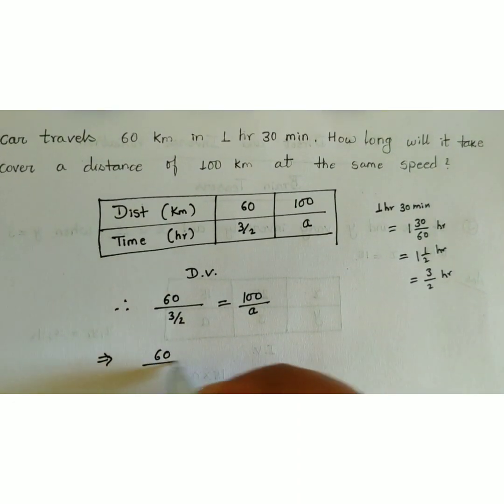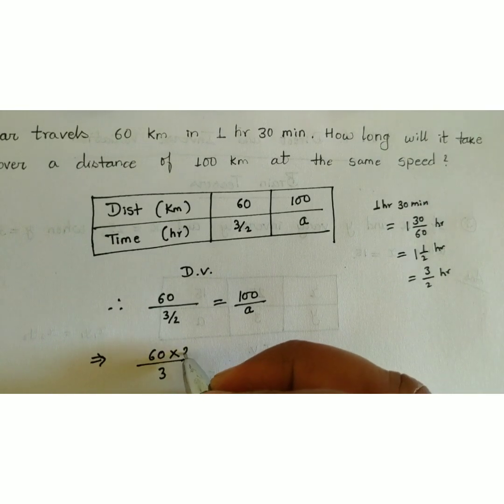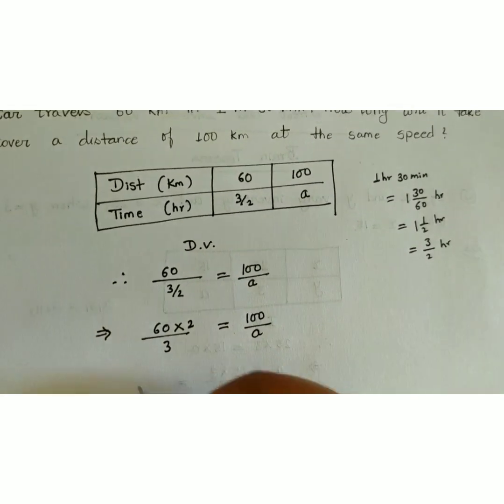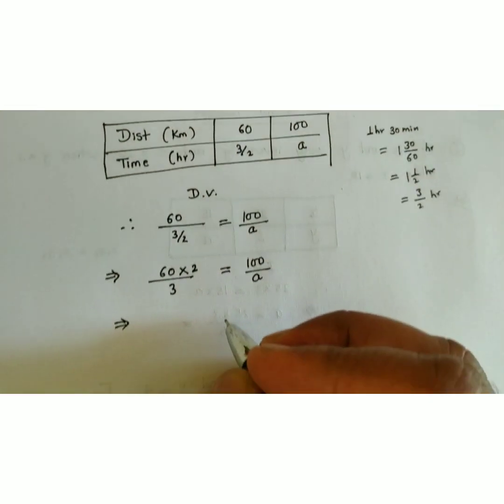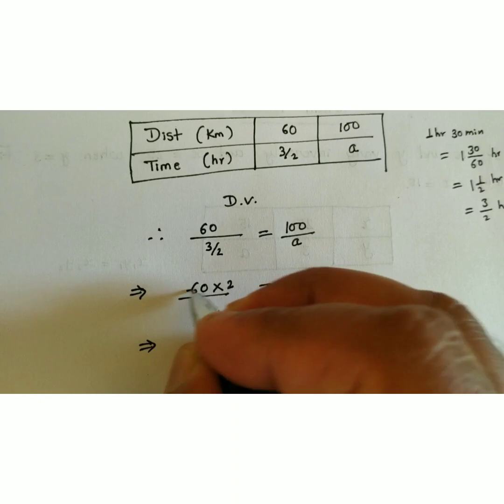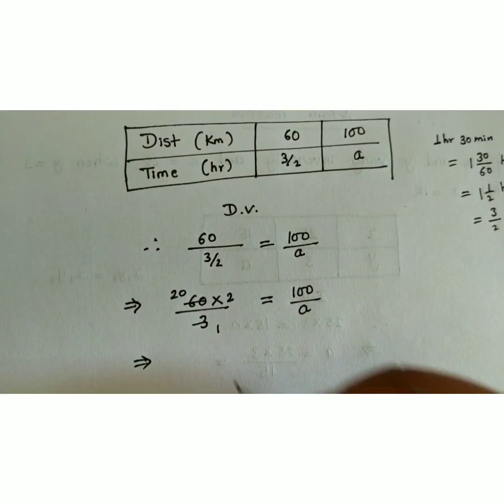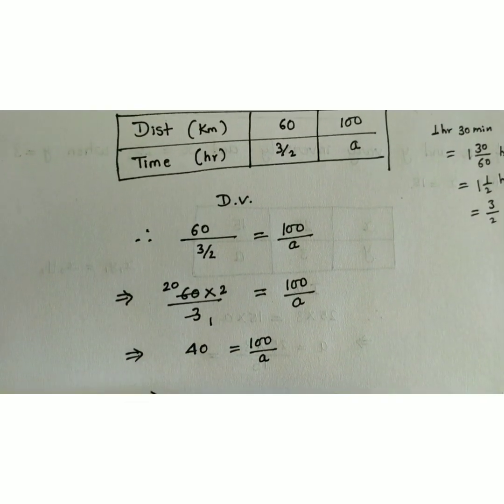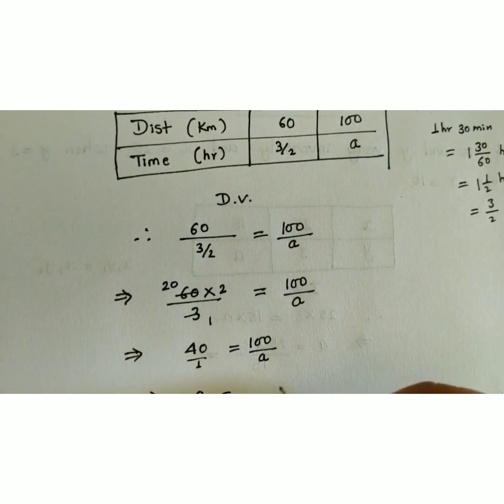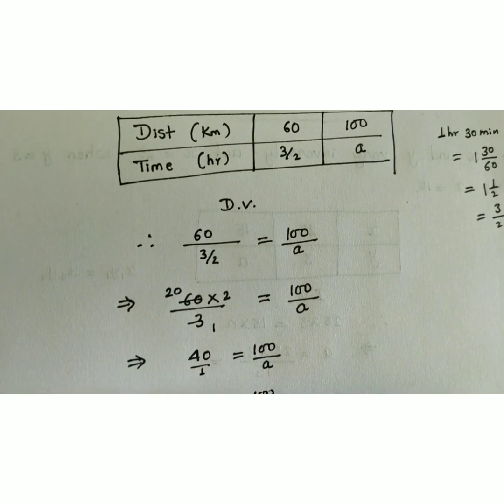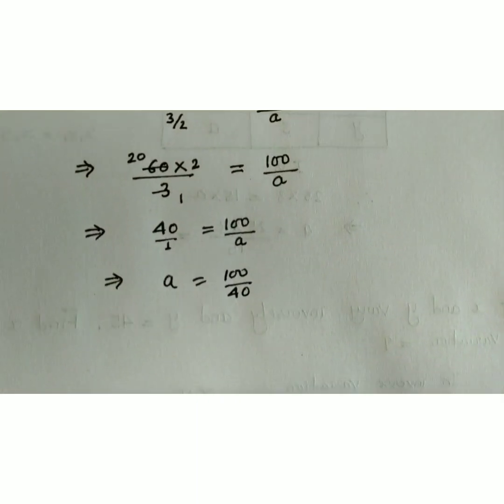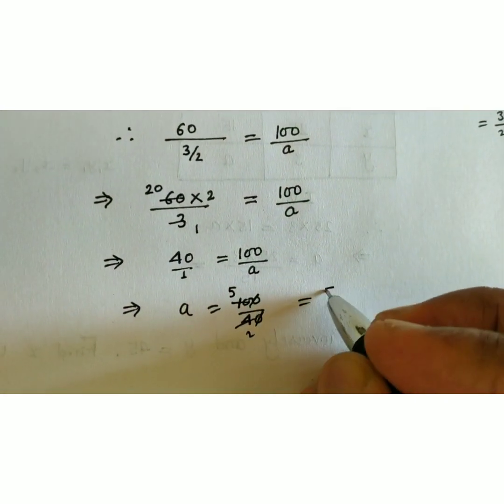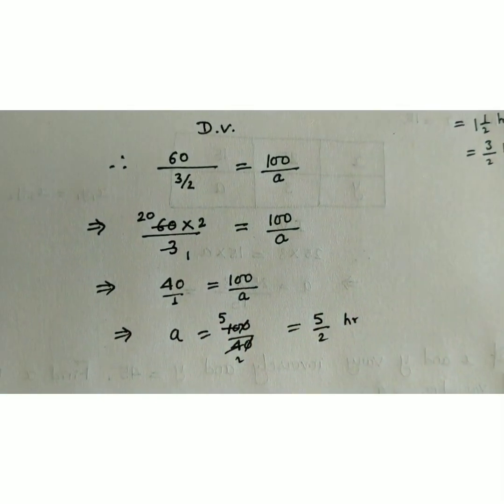That implies 60 divided by 3 into 2 is equal to 100 by a. That implies 3 into 20 is 60, 20 into 2 is 40, so 40 is equal to 100 by a. That implies a is equal to 100 by 40. 2 into 2 is 4, 2 into 5 is 10, so 5 by 2 hours.